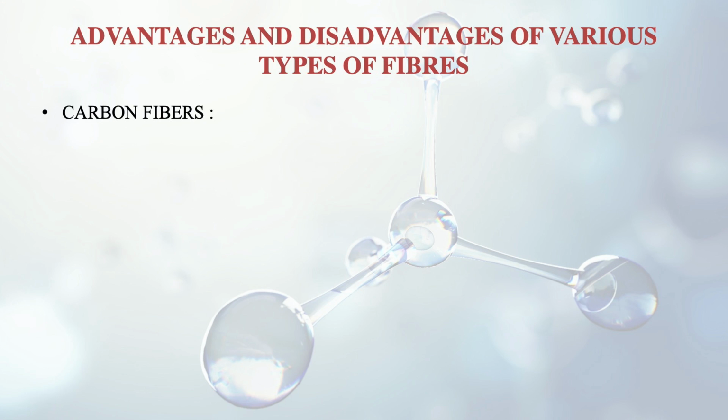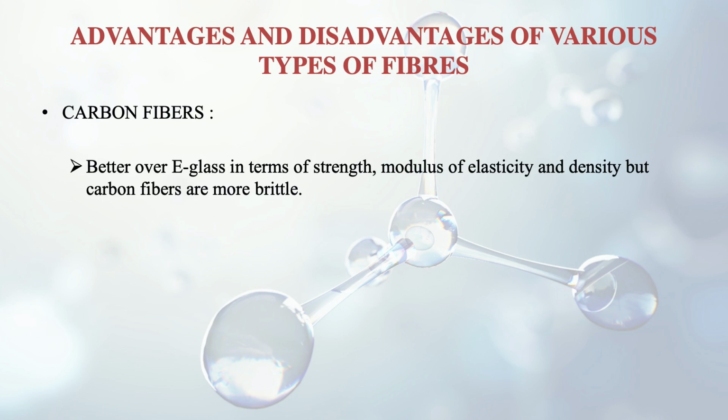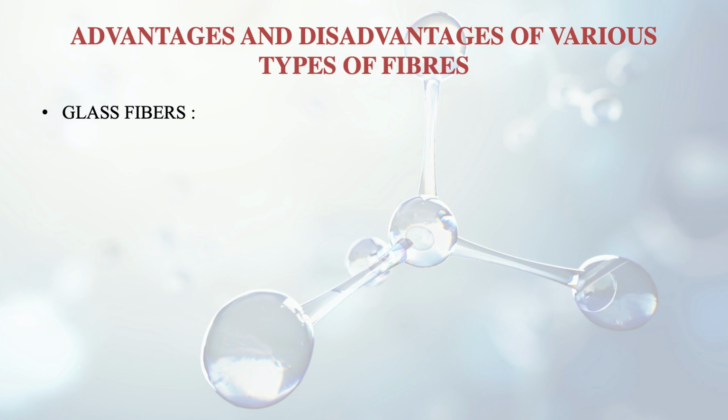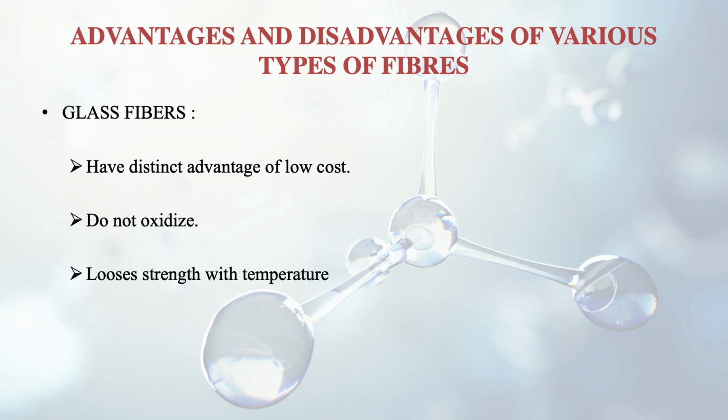So what are the advantages and disadvantages of the various types of fibers? Carbon fibers are better than E-glass in terms of strength, modulus of elasticity and density, but they are also brittle. One more disadvantage is that they are susceptible to oxidation, and carbon fibers can get damaged due to oxidation. They also lose strength with temperature, so at high temperature they are not very useful. Further, glass fibers have the distinct advantage of low cost. They do not oxidize, but they also lose strength with temperature.